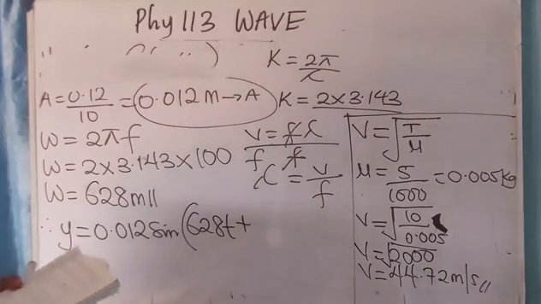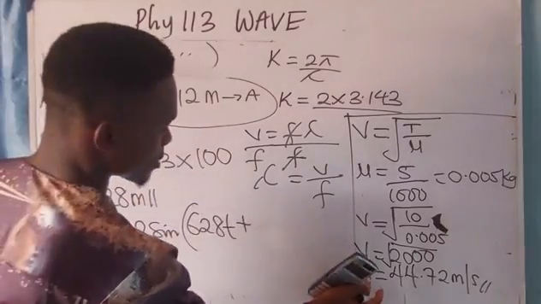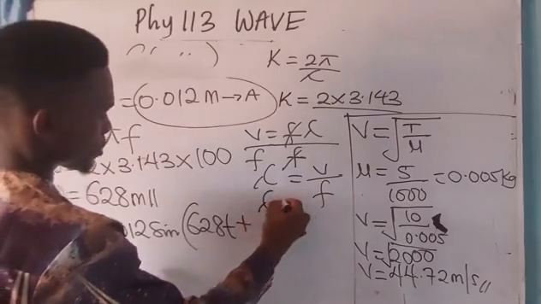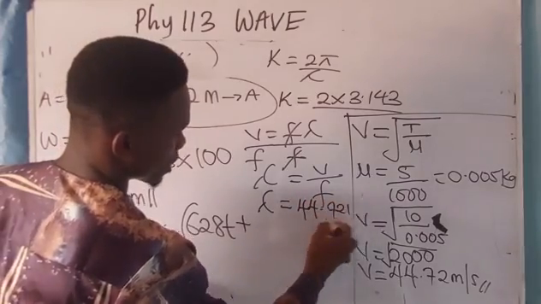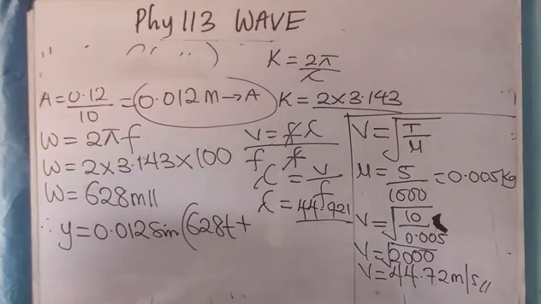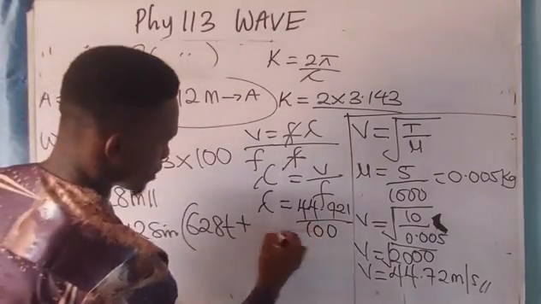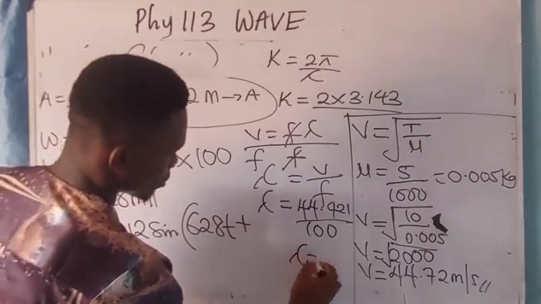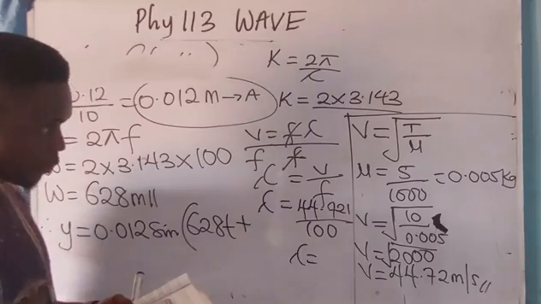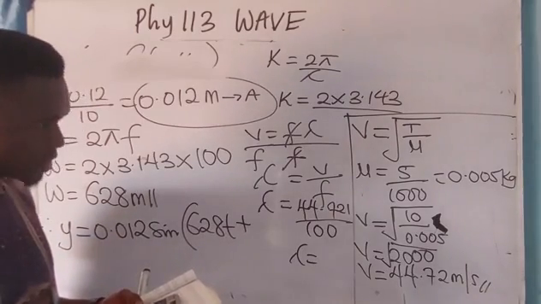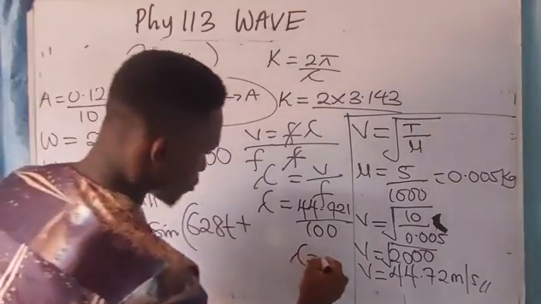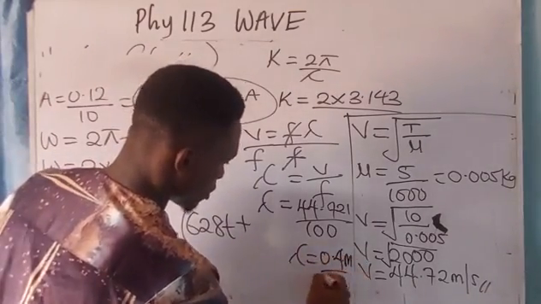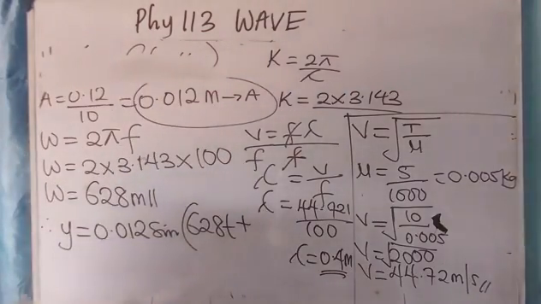So what do we do now? To calculate the wavelength, lambda equals velocity over frequency. Velocity is 44.721 and frequency is 100. So lambda equals 44.72 divided by 100, which equals 0.4 meter.